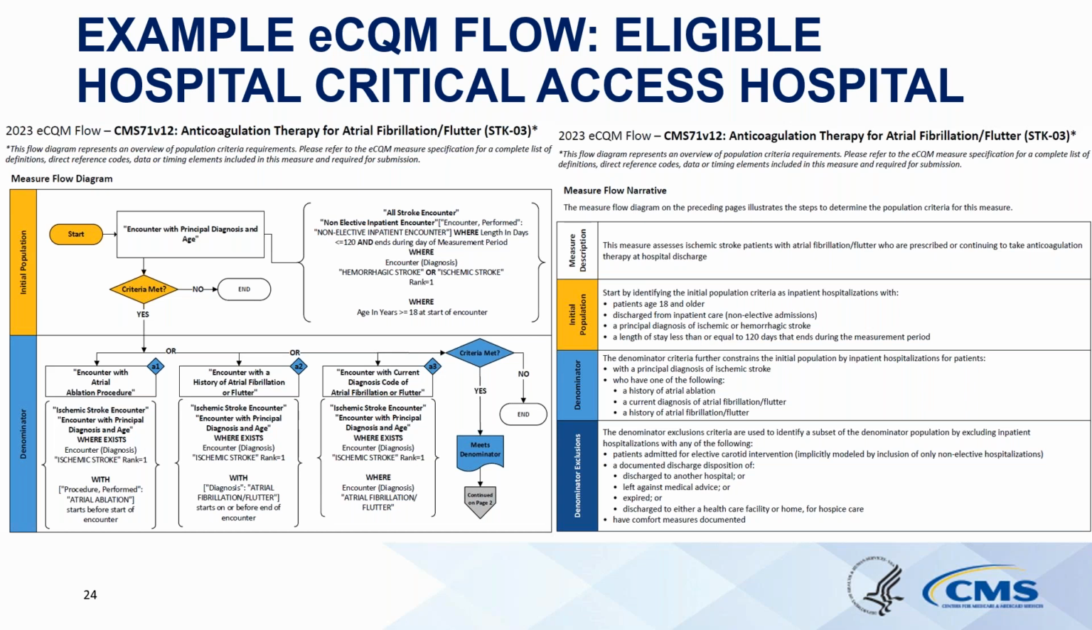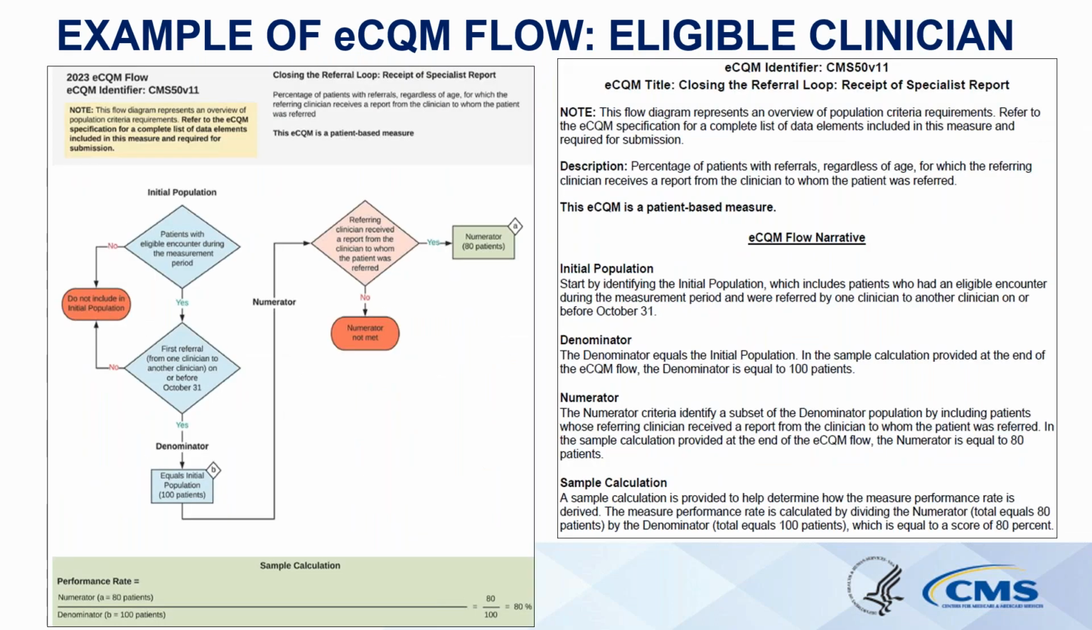The next slide, please. Now for the eligible clinician flows, obviously there's a difference in terms of the look and feel a little bit, but it's the same story here essentially, in that we're identifying the criteria necessary to meet the data criteria for each measure, and we include a sample calculation at the bottom. That's further described in the eCQM flow narrative, which, again, similar to the eligible hospital flows, is located towards the end of the measure flow itself.